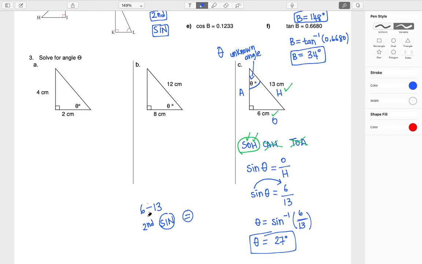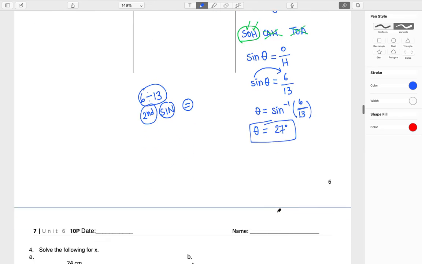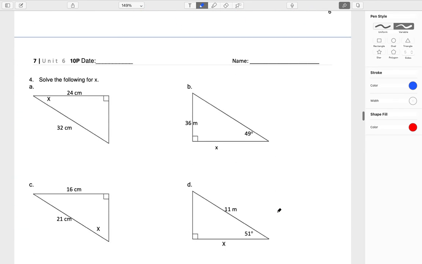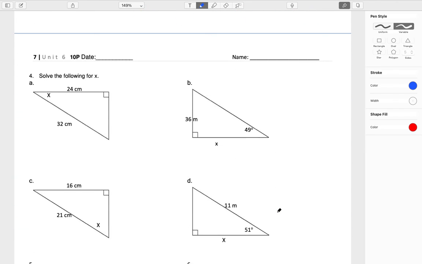And that way you are able to get an exact answer. Okay, so let's try another question. Now, let's take a look at letter C. So we are given a right angle triangle. Let's try A, sorry. Let's try A, something different.